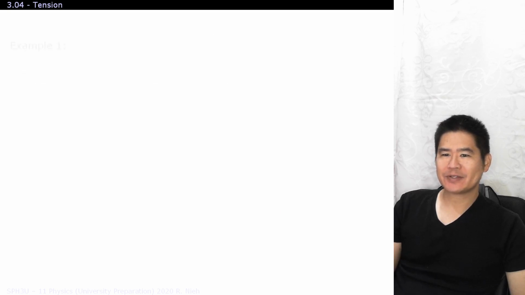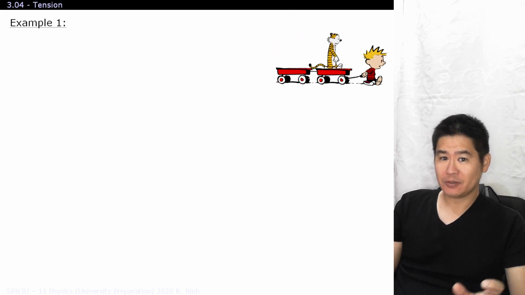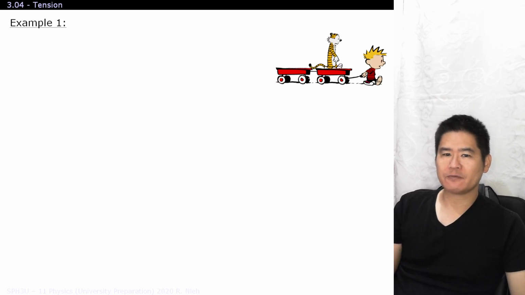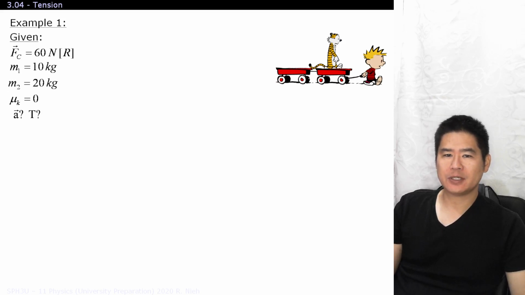Alright, so let's say we have a system where Calvin wants to pull two wagons and Hobbes wants to jump in for the ride. Just to make things a little bit more unique and different between two objects, let's just say the first object has a mass of 10 kilograms and the second object, with Hobbes factored in, has a mass of 20 kilograms.